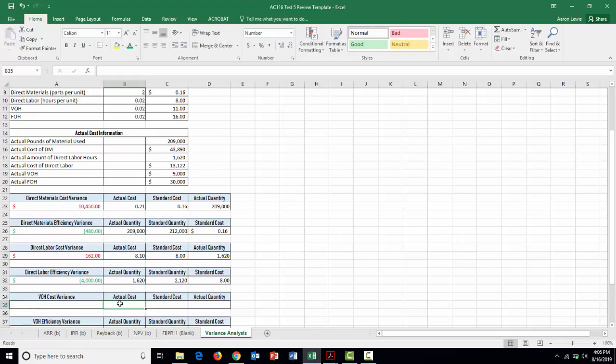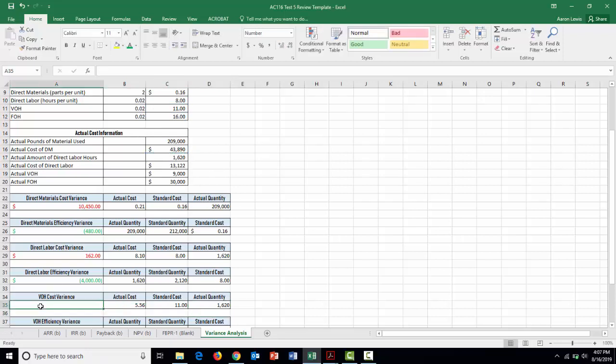Next up, we have our VOH cost variance. To figure out our actual cost per unit of the cost driver, we take our actual VOH and divide it by the amount of the cost driver that we had, which was 1,620 hours, and it comes up with $5.56. Well, our standard cost, listed up above, is supposed to be $11 per hour, and the actual quantity of our cost driver was the 1,620 hours.